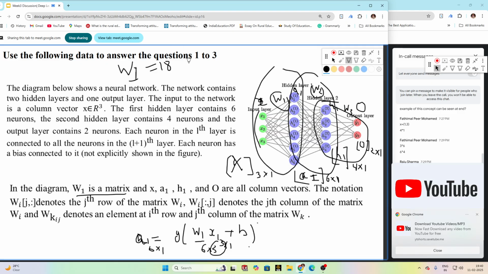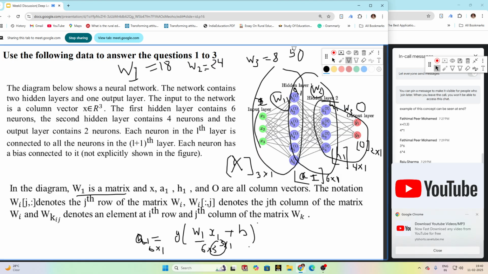And how many weights in W2? W2 has dimension 4 cross 6. That means we have 24 weights between the first hidden layer and the second hidden layer. So W2 is 24. What is W3? W3 is 2 cross 4. That means 8. So the total number of weights is 18 plus 24 plus 8. That is how much? 50. Okay.